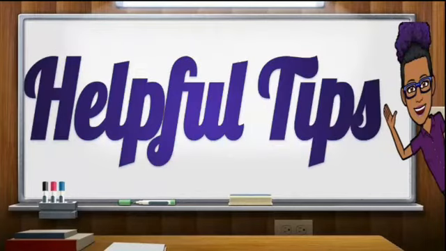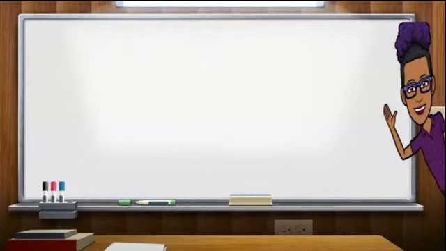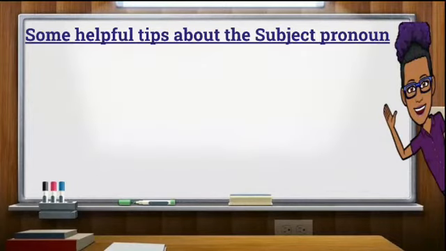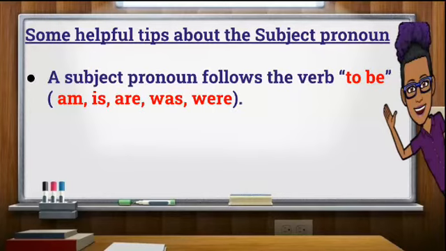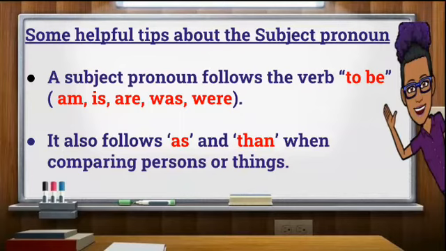So nice job, great work. Now here are some helpful tips when we're given those kinds of complicated sentences in which we have to know when to use our subject pronouns. First tip, a subject pronoun follows the verb to be, and we know they are am, is, are, was, were. And our second tip, it always follows as and than when comparing persons or things.